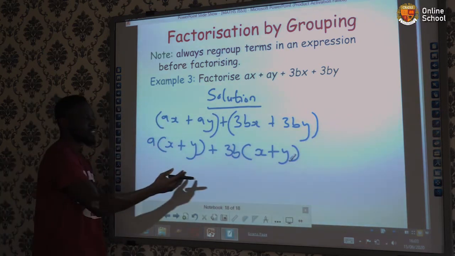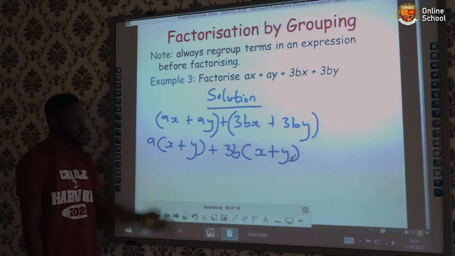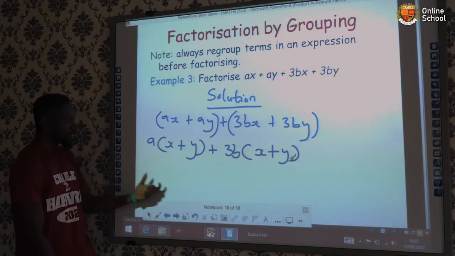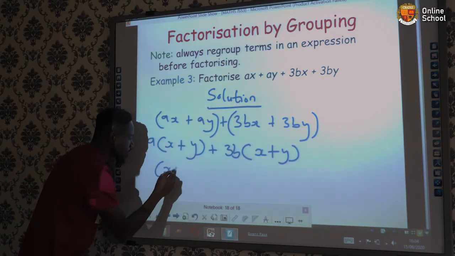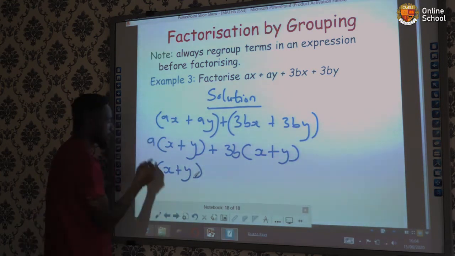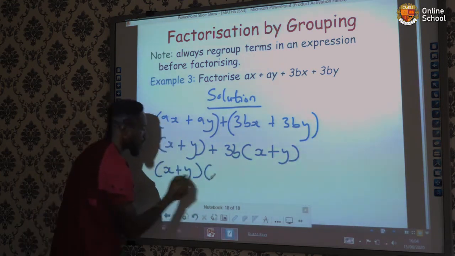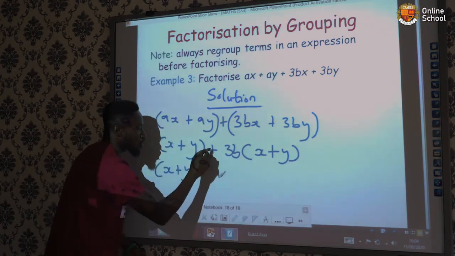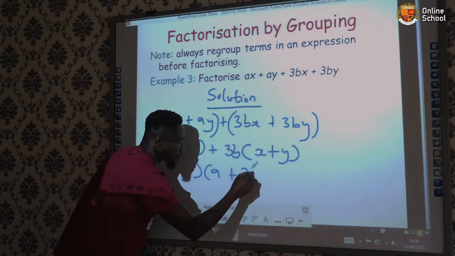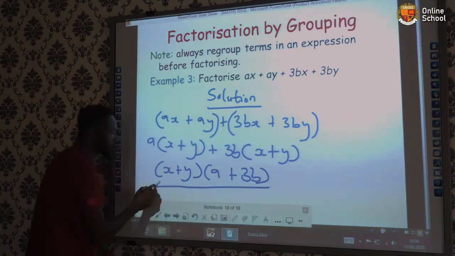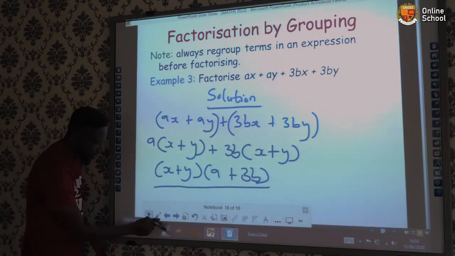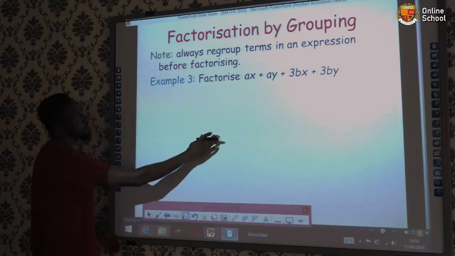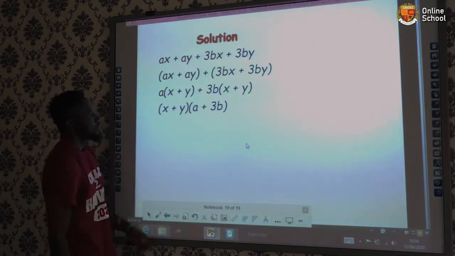You see our bracket, they are the same. So all you need to do is just pick one of the brackets and pick the terms outside, and that is your answer. Our bracket is x plus y. And then you have a here. Open your bracket, put your a inside. a plus 3b. And that is all. I hope you understand. All right. This is the solution.